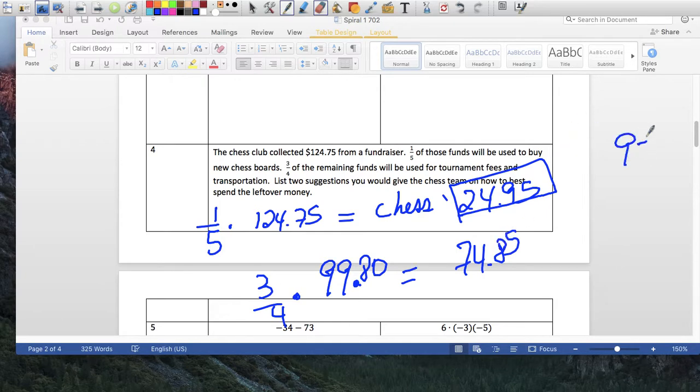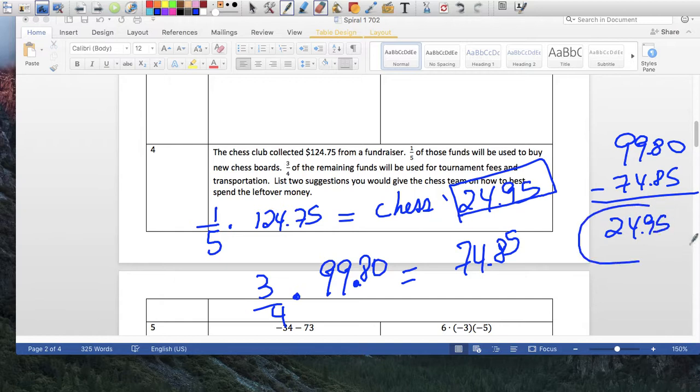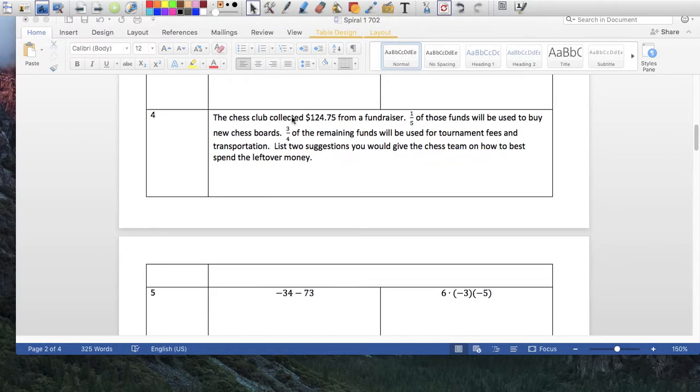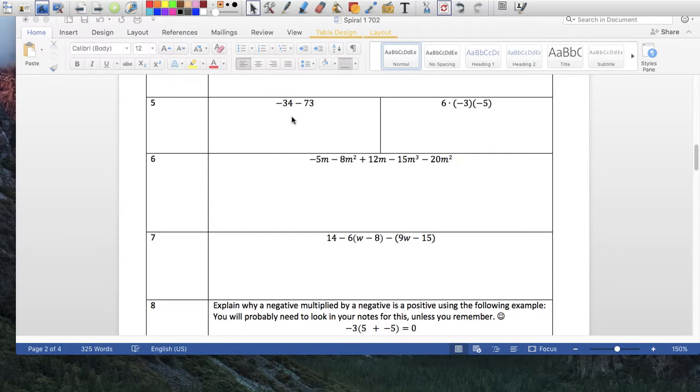So let's see how much left over they have. 99.80, and then you're going to use 3/4 of it, which is 74.85, and you're going to be left over with $24.95. So what do you suggest they do with this leftover money? That was the question, but you still have to find out how much. Maybe buy books on chess, chess openings, chess plays, chess tactics.